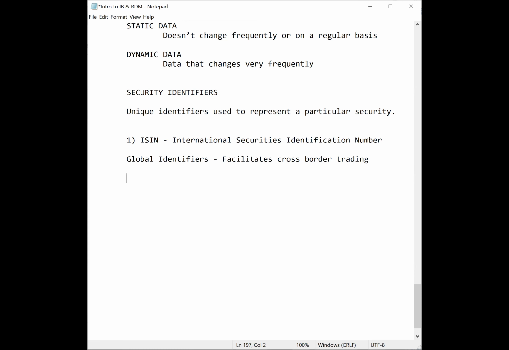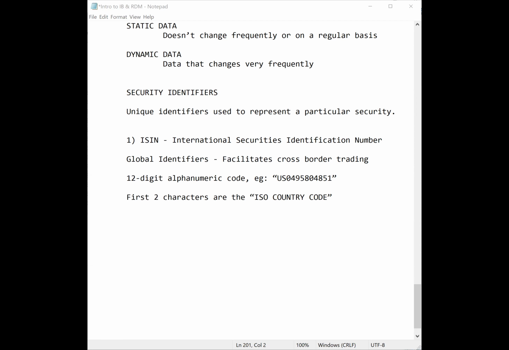Guys, it is a 12-digit alphanumeric code. For example, like this. This is the ISIN number for a security. The first two characters are the ISO country code. So out of these 12 characters, the first two represent the country. So we are talking about a US security.